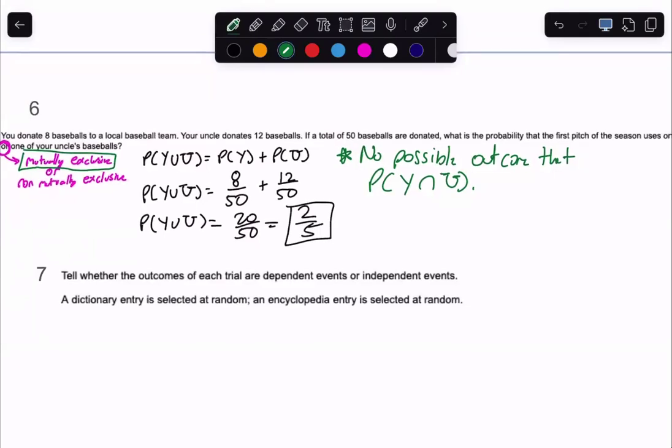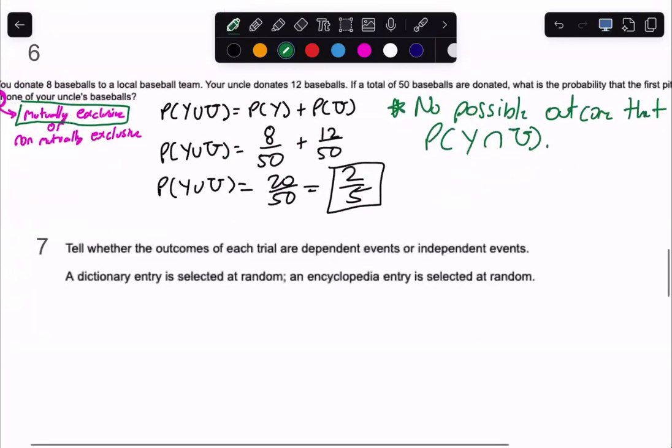Okay, and then we'll do the last one and then we're done. Is anyone still writing number 6?